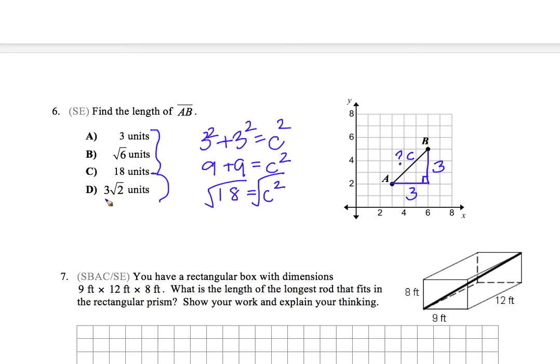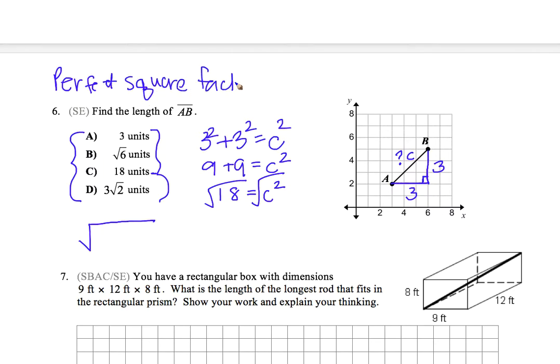Here's the deal. One thing that you may have to do is you may have to simplify a square root. And here's what I mean. You might have to look at the number that's in my square root and see if there's a factor that's a perfect square. So look for a perfect square factor of 18. Think about the numbers that multiply to make 18. Can you find two factors where one of them is a perfect square?